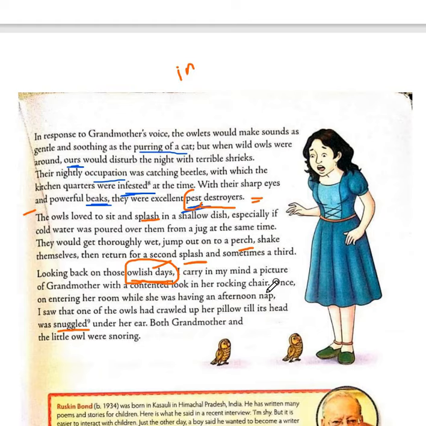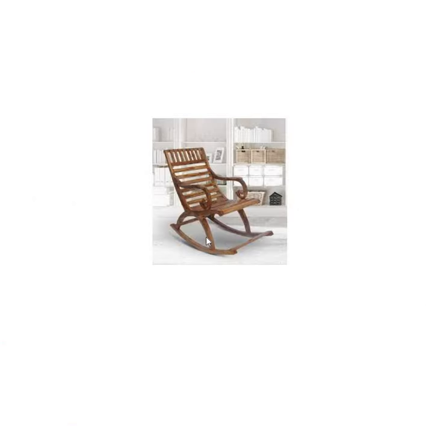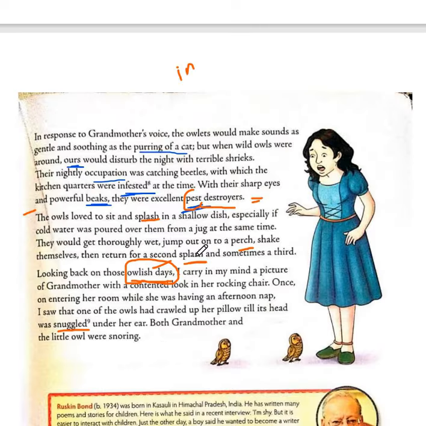So what is a rocking chair? Rocking chair is quite like this one, you can call a rocking chair. Somebody can sit and relax. Okay, so that is what we call a rocking chair. Grandmother would be sitting in her rocking chair, having a very satisfied look or very contented look.